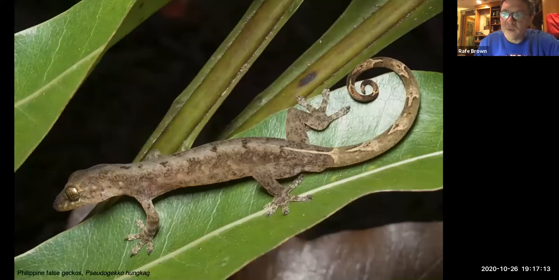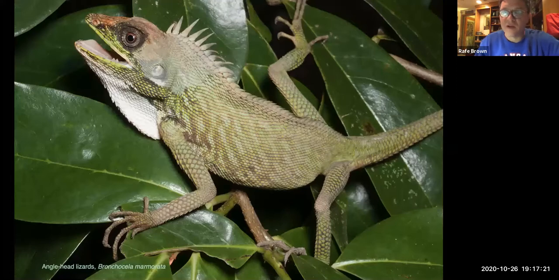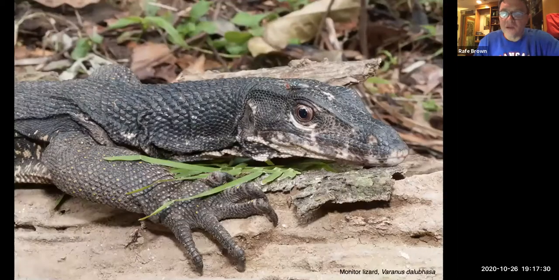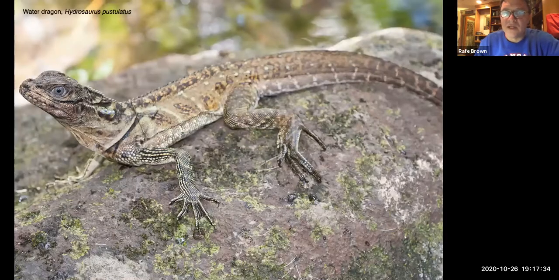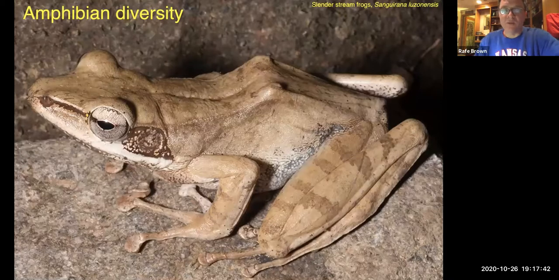An undescribed new species of pseudogecko, whose description just came out, is found in these same environments as well. Anglehead lizards that turn colors when you pick them up and mess with them enough to try to take their picture. This is one of the few places I think there may be multiple species of Gonocephalus at the same spot. Pretty neat. The newly described Varanus is common in that area. Hydrosaurus, these amazing sail-fin lizards, are all over the place. And your requirement, if you give a talk at Berkeley, your Draco lizard that you see, Draco spilopterus, the widespread Luzon species.